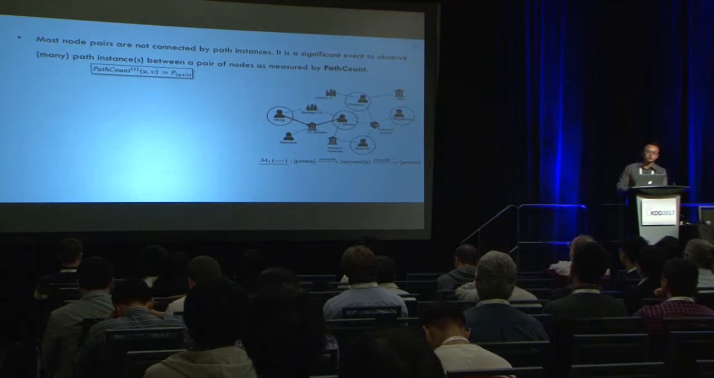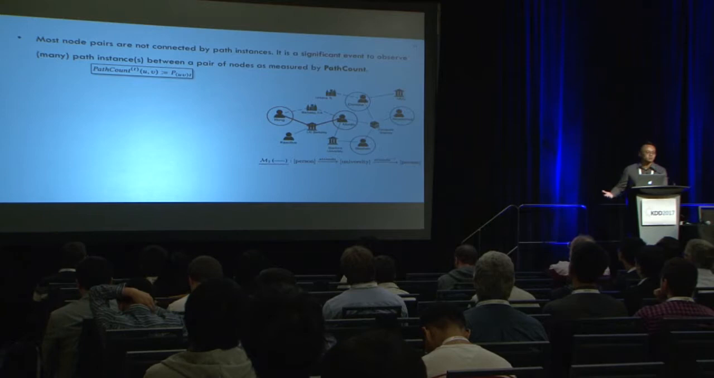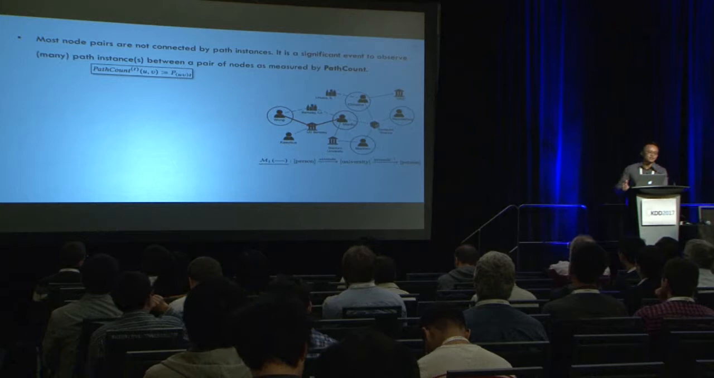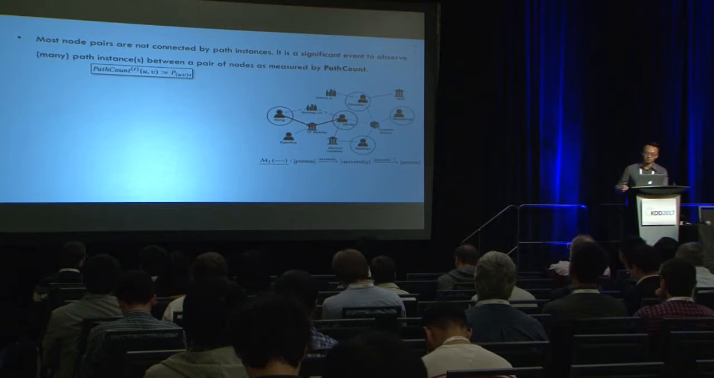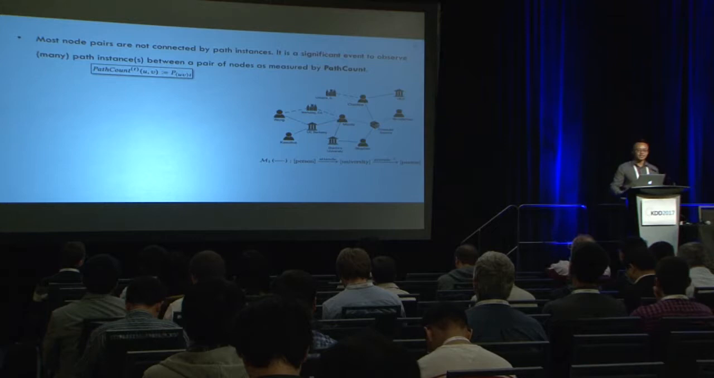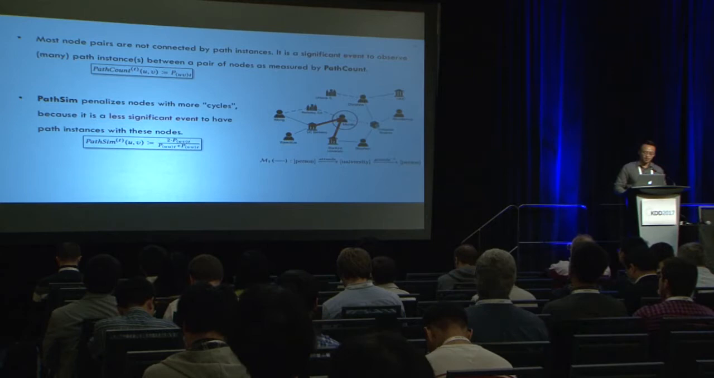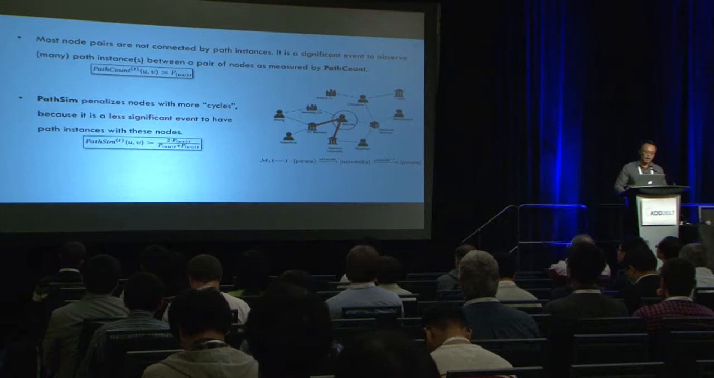However, we do see this path instance between one and mortal, which shows this is something special. There must be something special going on here. In other words, it is a significant event to observe path instances between a pair of nodes, which is exactly what path count captures here. And if we go one step further, path sim penalizes nodes with more cycles. That is basically just saying it is a less significant event to have path instances with nodes with more cycles than those with only one cycle or no cycle at all.